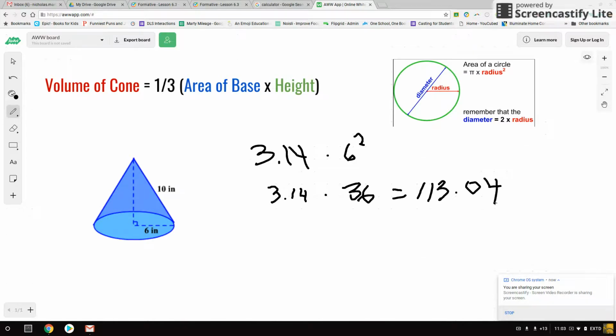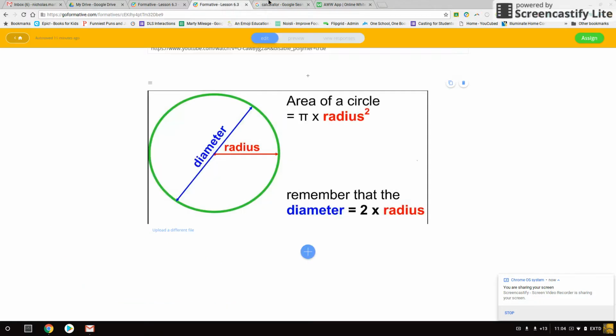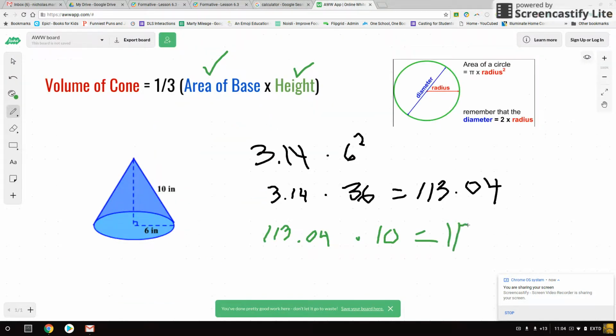113.04. All right, switch colors. Now we're going to take that number, 113.04. That is our base. So we found the area of the base. Now we have to multiply it by the height. Looks like the height is 10 inches. So we take that times 10. We've connected with the height. Times 10 equals 1,130.4.